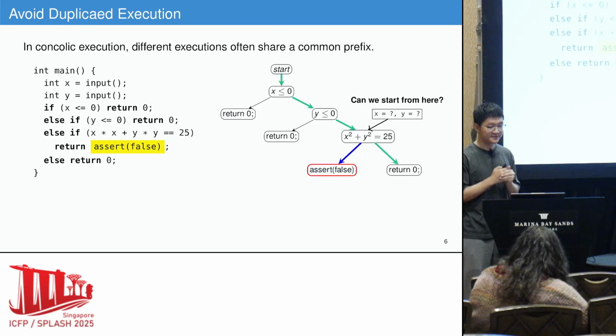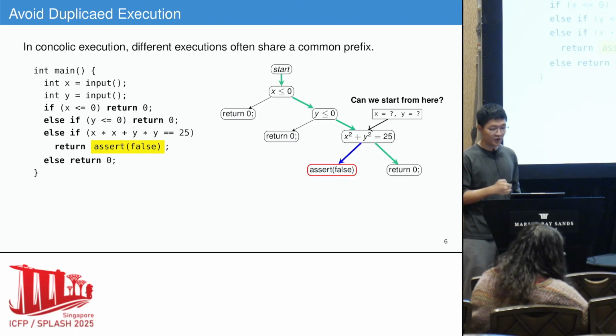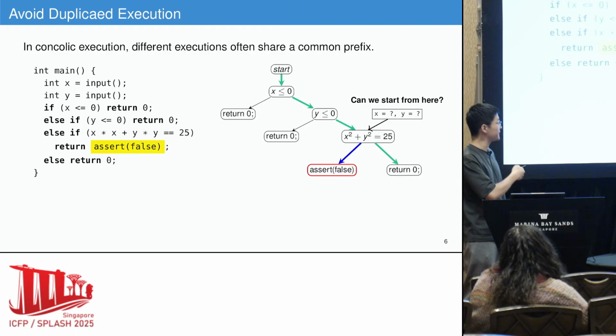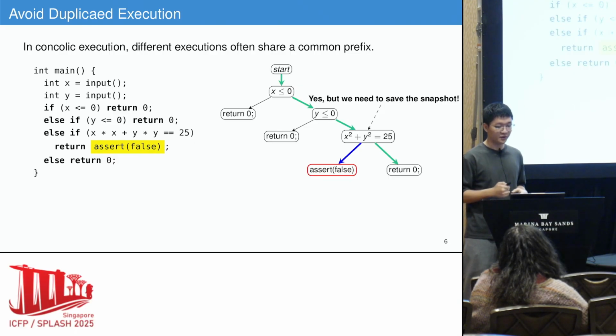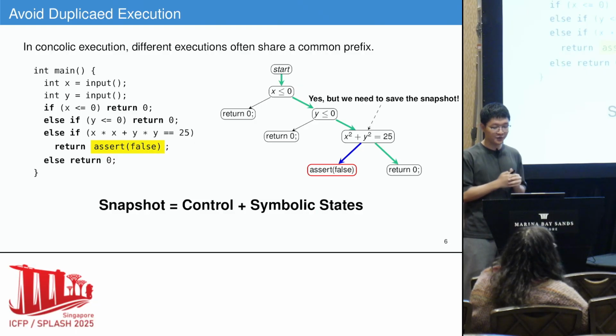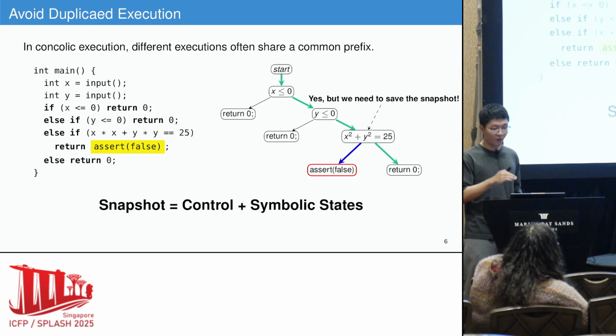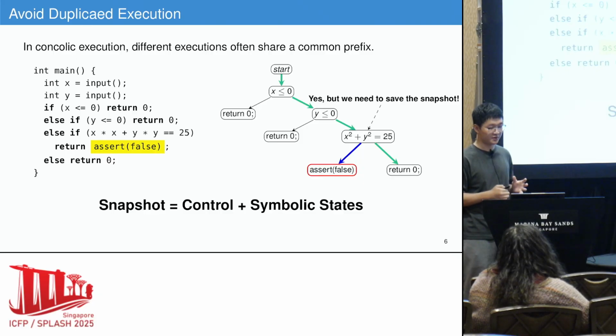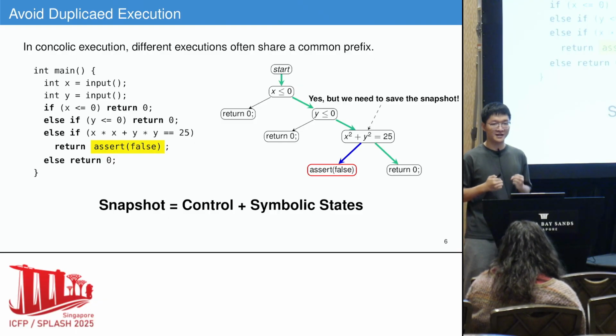Ideally, to avoid such re-execution, when exploring a new path, we should start from the end of the common prefix, rather than start from the beginning of the program. To do so, we need to save a snapshot of the program, where a snapshot is the control information and the symbolic states at the branch points. When Concolic execution wants to explore a new path, it can reuse the snapshot, resume the execution from the snapshot, and avoid re-executing the common prefix. And this reuse mechanism is called snapshot reuse. That's the basic idea of Concolic execution and its snapshot reuse optimization.